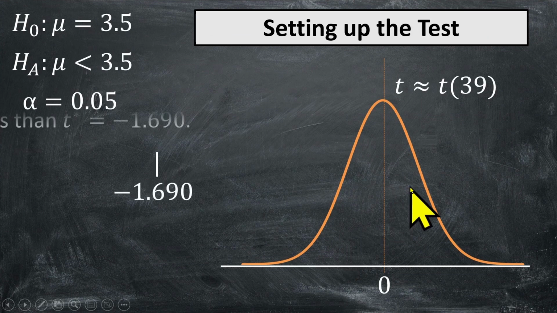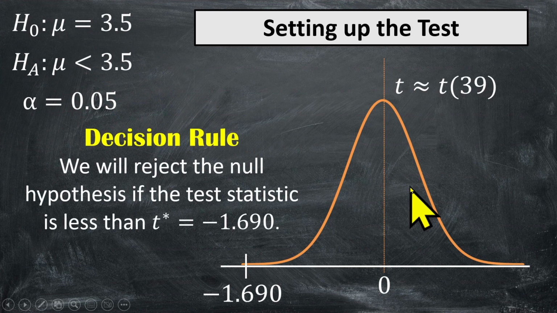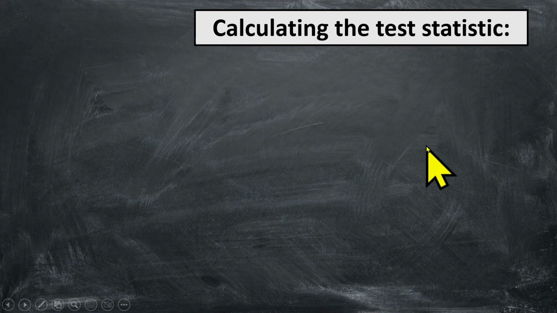So we can just set that in. And now we have our decision rule. What's next? We just need to now calculate our test statistic, our t statistic, and compare it to this critical value. So we have our data.